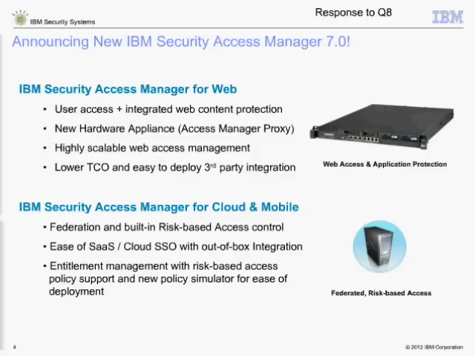So going over to slide number 4, this gives you a picture of our new IBM Security Access Manager version 7.0 that we released earlier in November this year. This announcement basically contains two new packages. One is the IBM Security Access Manager for Web, and the second one is IBM Security Access Manager for Cloud and Mobile. Now, IBM Security Access Manager for Web is our new next generation user access management and integrated web content protection platform. This is available in a new hardware appliance as well as a virtual appliance, which lets you deploy this solution in your enterprise very easily, achieving fast time to value.